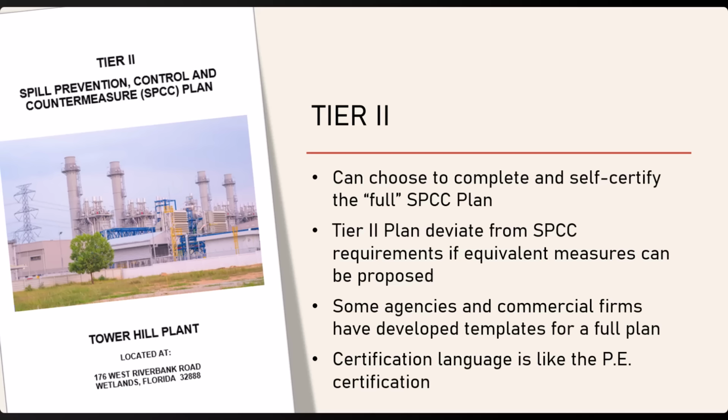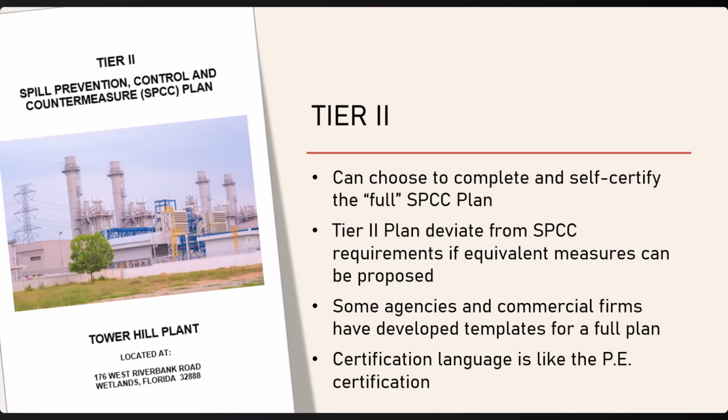If for some reason a requirement in the SPCC rule cannot be met, such as a full containment around a tank, the Tier 2 owner-operator has the option of proposing an equivalent protective measure. The Tier 1 plan facilities cannot deviate from the SPCC requirements. In some situations, the Tier 2 flexibility might represent a substantial cost savings.